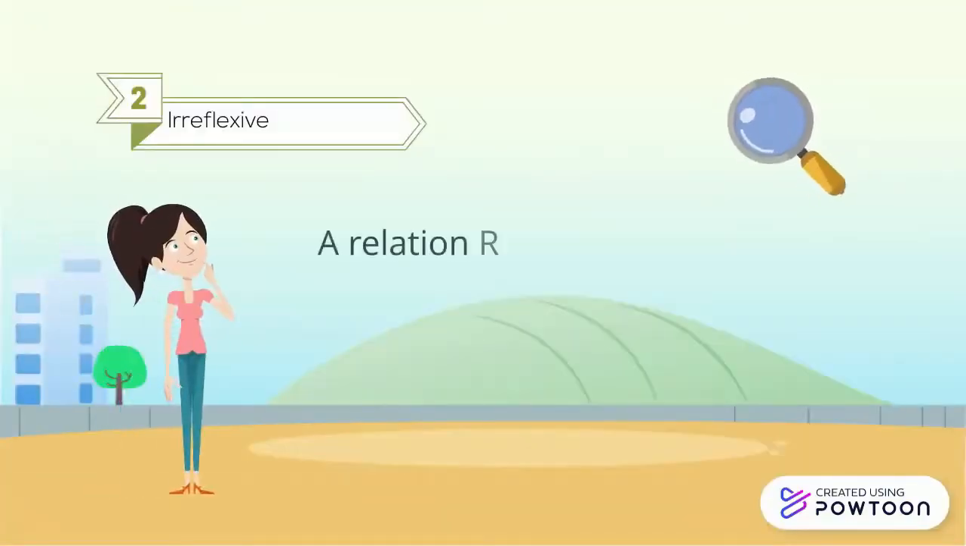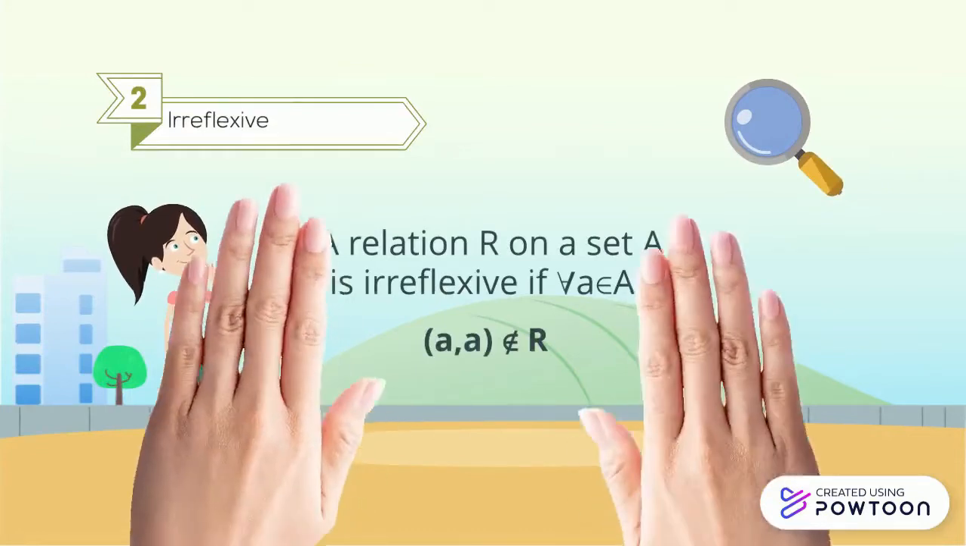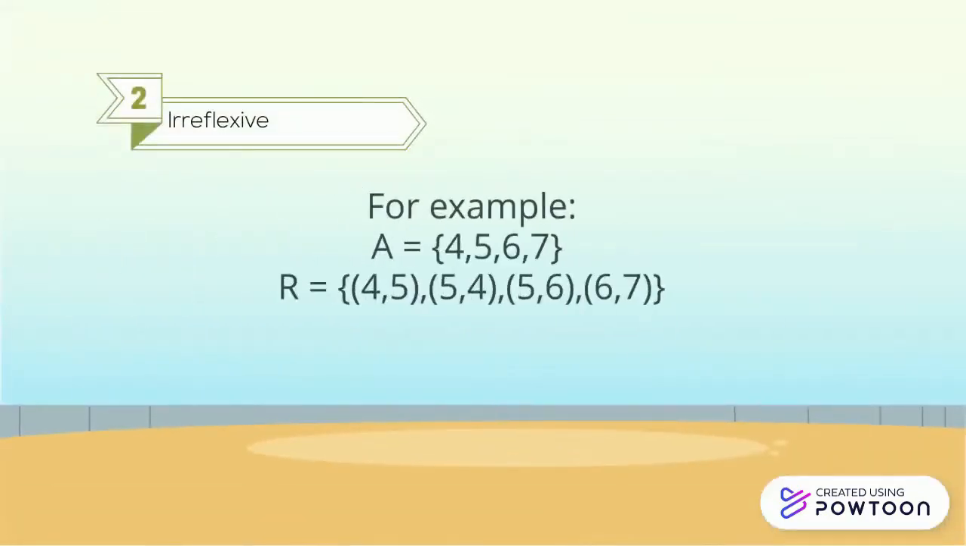A relation R on set A is irreflexive if for all a that is an element of A, (a, a) is not an element of R. For example, the relation R is considered irreflexive as no element in the relation consists of the same number.